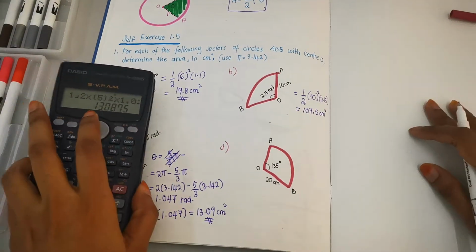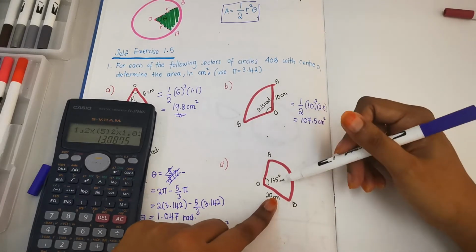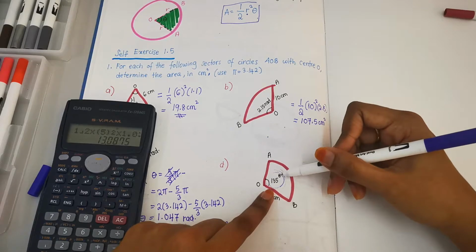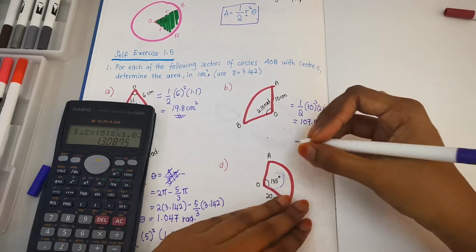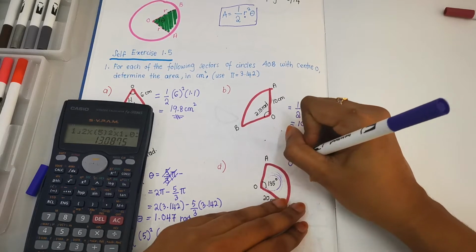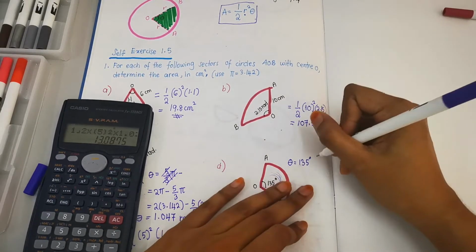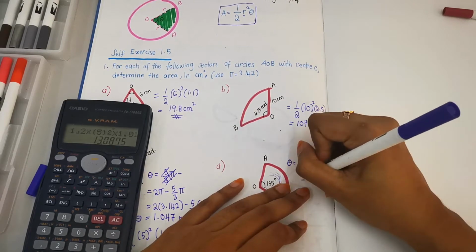So now let's look at the last one for D. This one also is quite easy, but the only thing you have to change is the 135. If you want to change to radian, we change the theta first. The theta is 135 degrees, but I want to change it to radian, so we times by pi over 180.